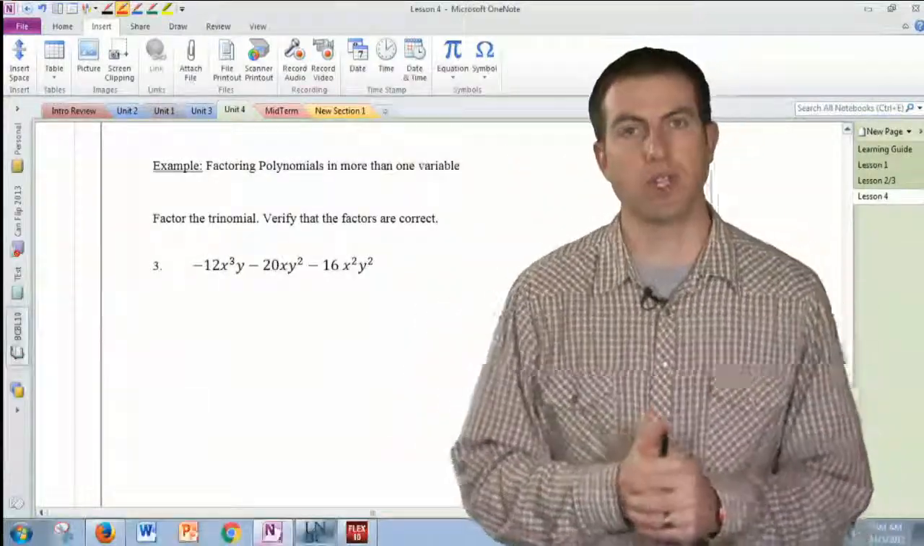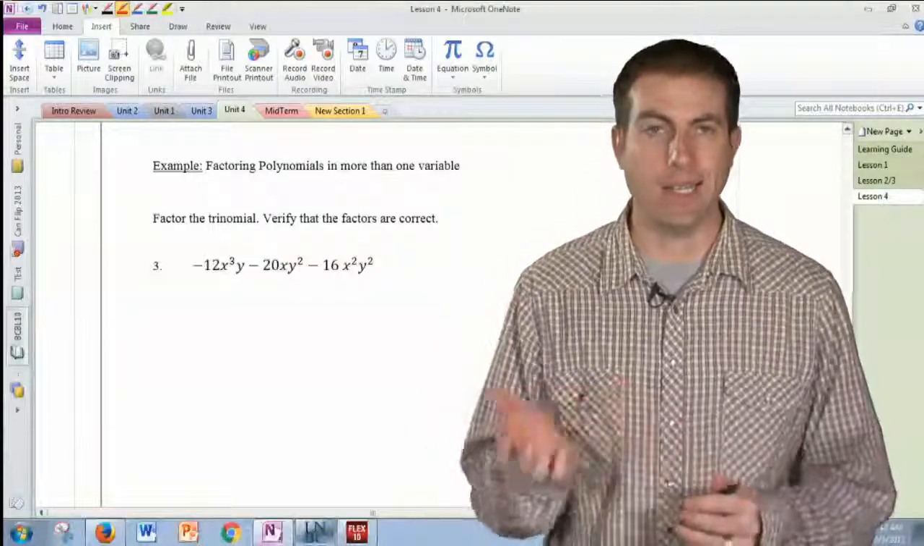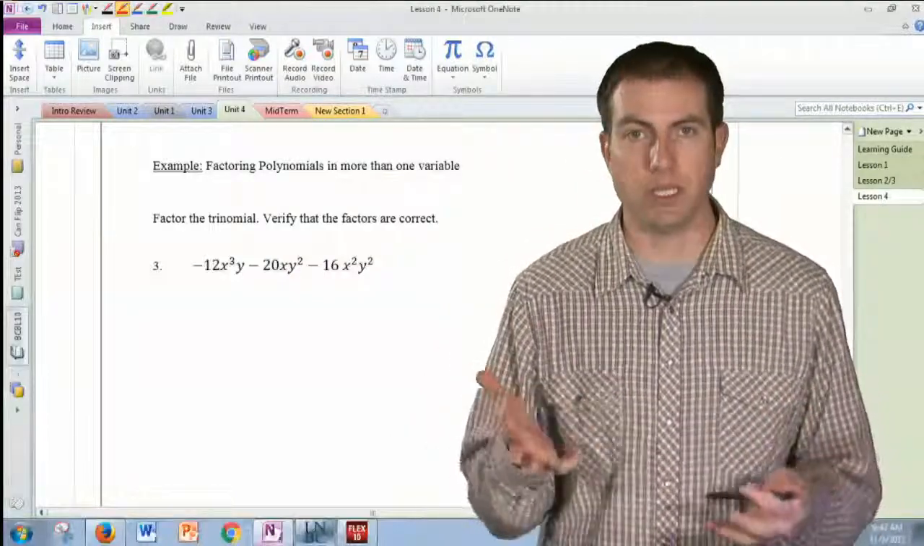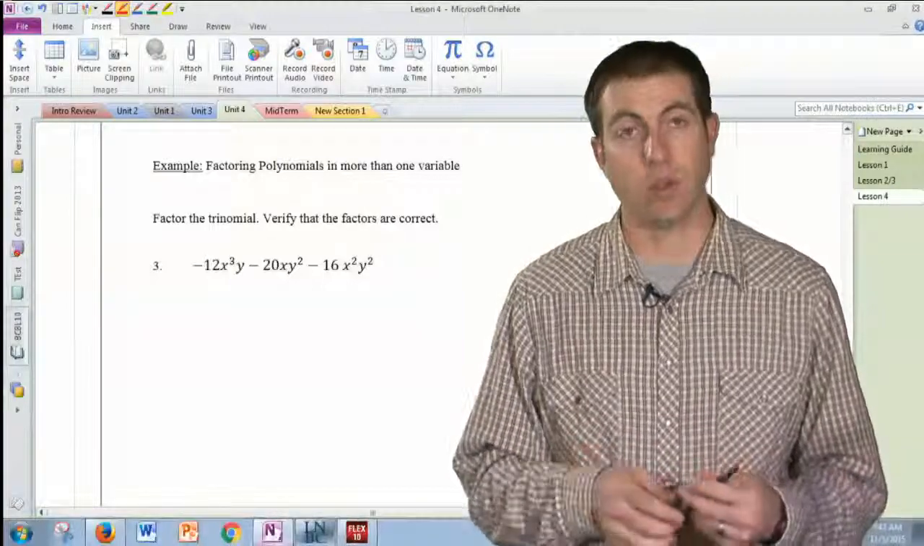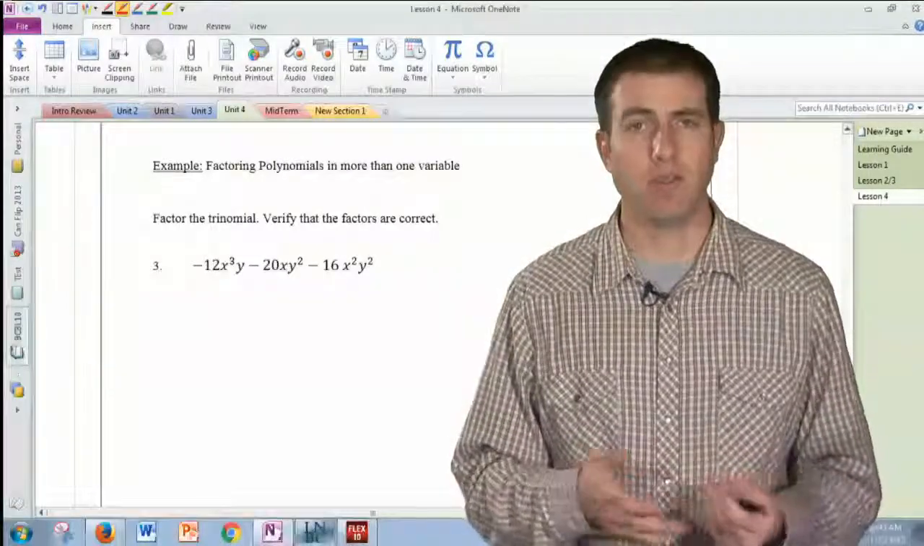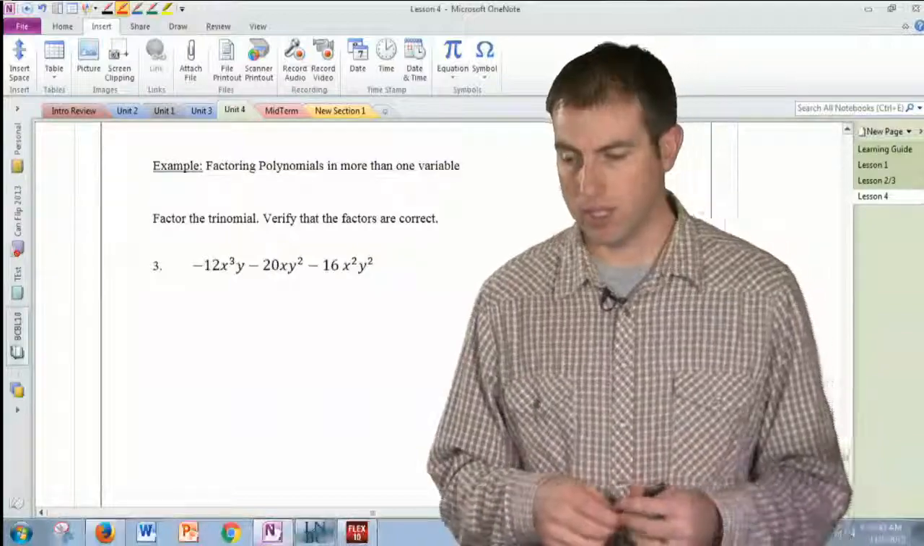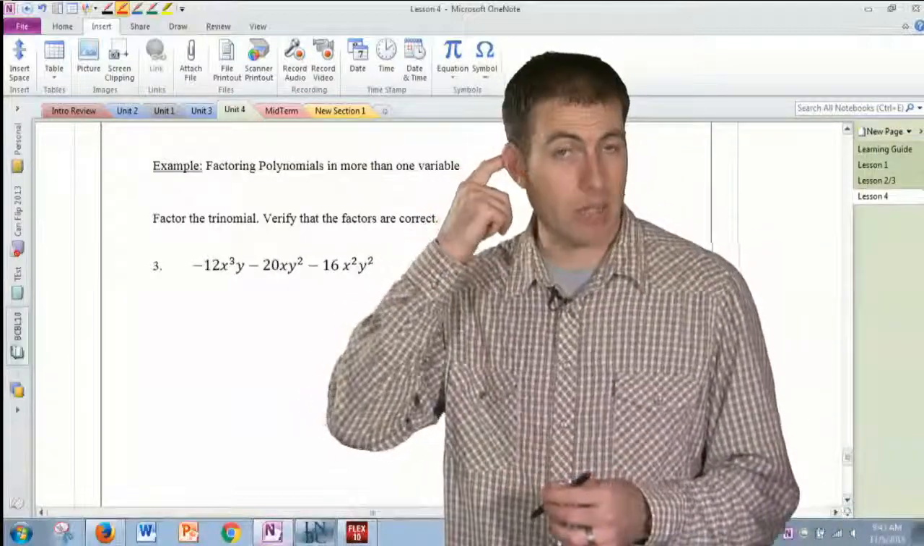The last example we're going to get to for today is factoring polynomials with more than one variable. The questions we've done thus far had an a and some numbers, or a b and a bunch of numbers. So this one has x's and y's, which makes it a little bit trickier. But if you follow the process I outlined here, it'll work for you.